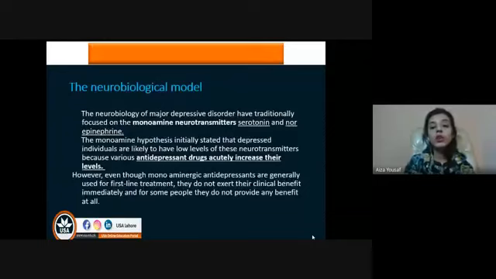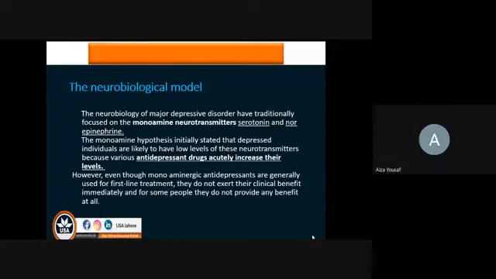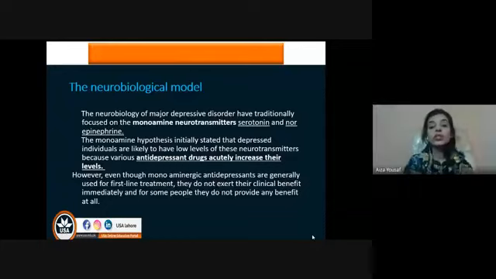Neurobiology of major depressive disorder has traditionally focused on the monoamine neurotransmitters like serotonin and norepinephrine. As we have discussed in Alzheimer's disease, neurotransmitters have a major role in brain disorders, just like depression. In depression, different neurotransmitters, especially serotonin and norepinephrine, which are monoamine neurotransmitters, have a major role in the disorder.